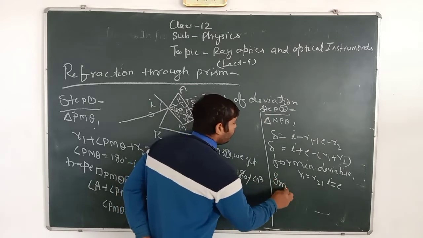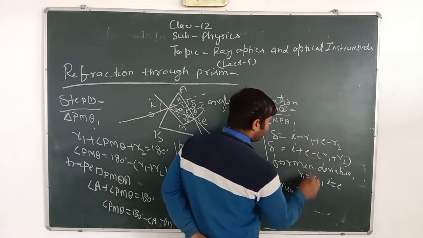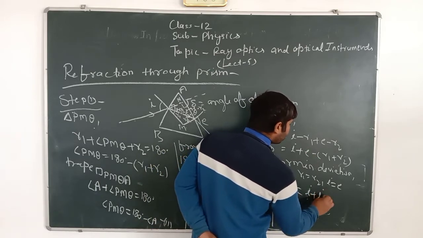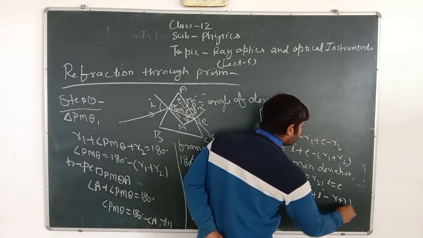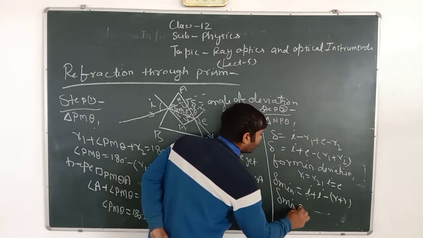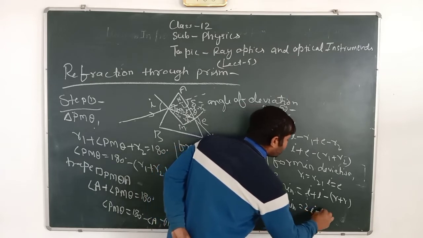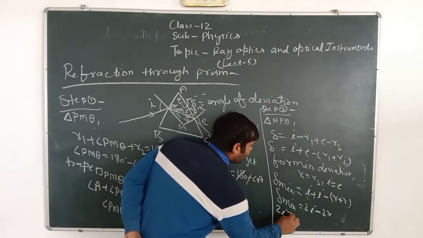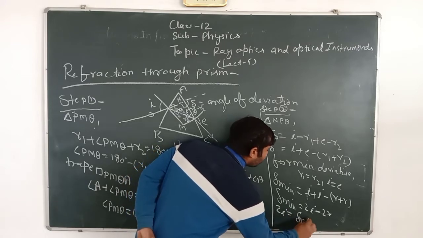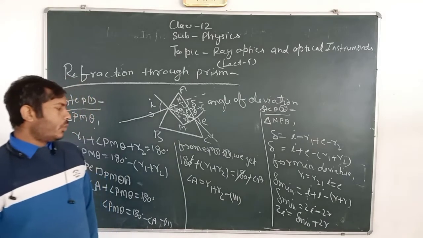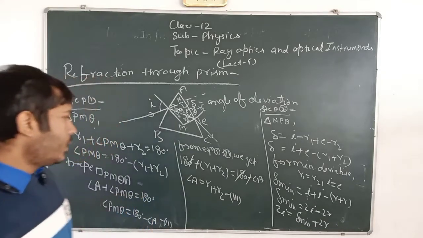So delta minimum will be equal to I plus I minus R plus R. So delta minimum will be equal to 2I minus 2R. So from here, 2I will be equal to delta minimum plus 2R.